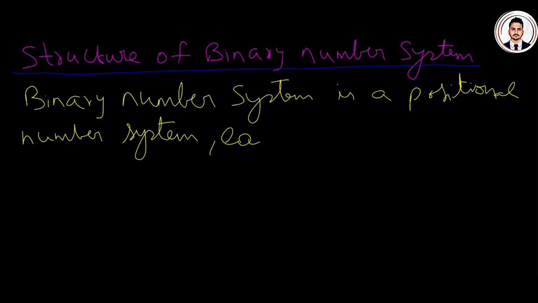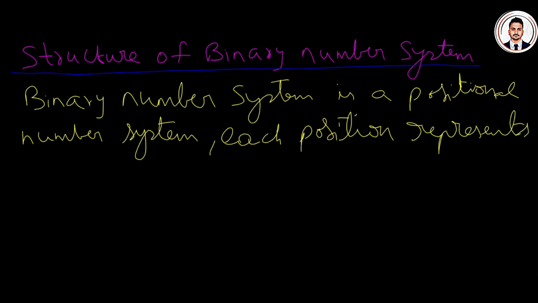Each position represents a power of 2. How will I explain? I will explain with some examples. So example 1: 1011. 1 and 0 are binary digits.